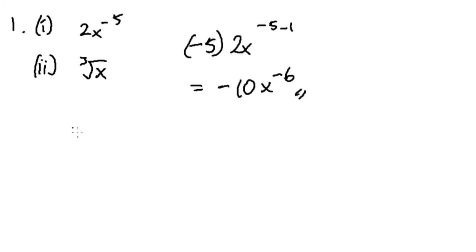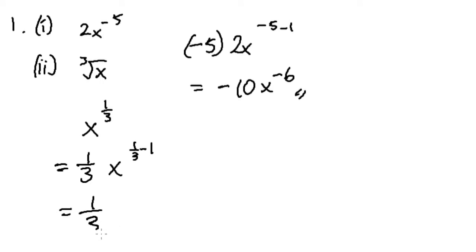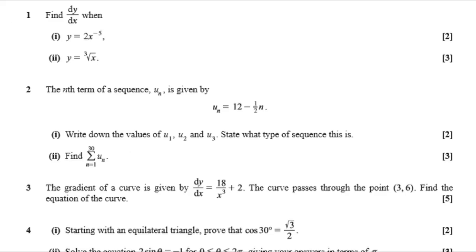The second part is the cube root of x, which can be written in index form as x to the power of a third. So dy dx will be: drop the power, a third, x to the a third, subtract by 1. So it would be a third x to the power of negative 2/3, and that would be sufficient for your 2 easy marks. Turns out this is 5 marks in total, so that would be absolutely fine.